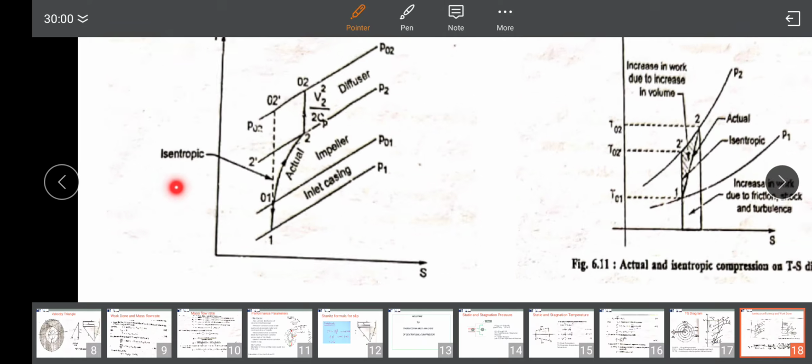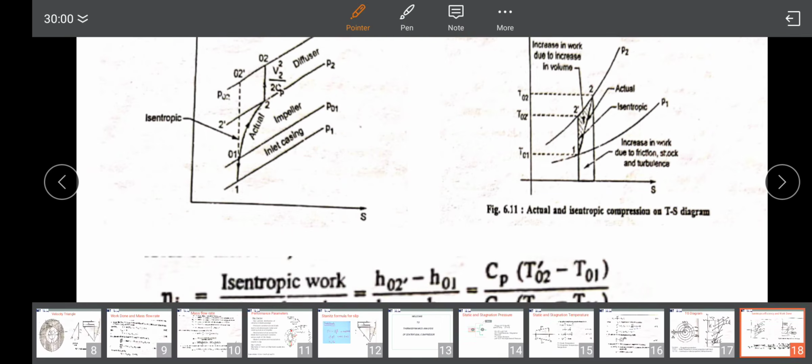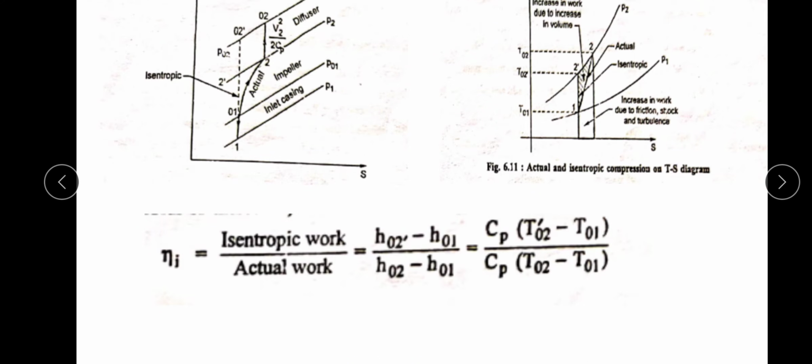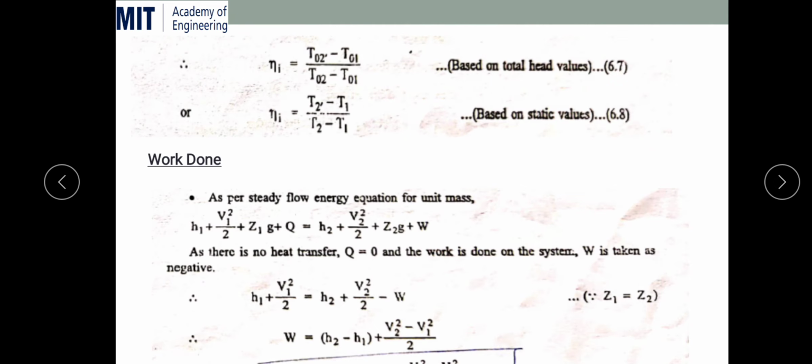Because we can define enthalpy likewise. If you have to define the work, we just take the difference of the enthalpy, and we know this equivalent of enthalpy is equal to work done. The basic thermodynamic principle. Again, enthalpy we can write in terms of Cp into T. So we write Cp into T02 dash minus Cp into T01. Take the Cp common from both denominator and numerator, so we get Cp (T02 dash minus T01) upon Cp (T02 minus T01). By cancelling out the Cp, we get the isentropic efficiency based on the total values: isentropic efficiency is equal to T02 dash minus T01 upon T02 minus T01.